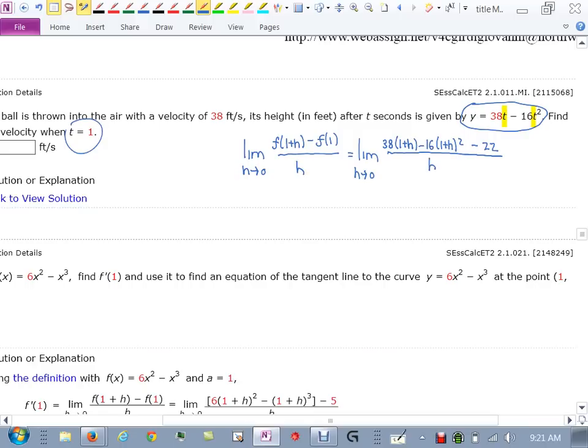And then all that over h. Okay, now I'm going to have to go ahead and distribute the 38 through here, and then I'm going to have to square this and then distribute a 16. So let me work that through here.